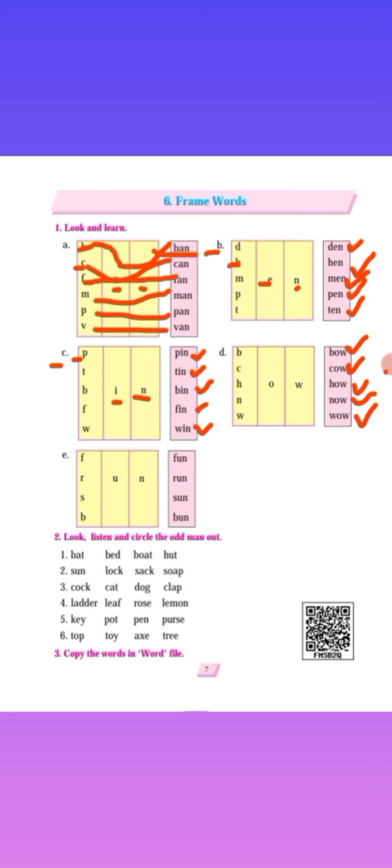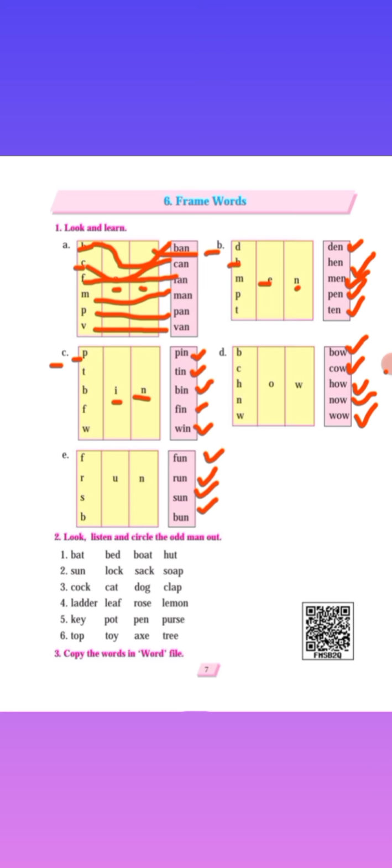Run, run. Fun, fun. Sun, sun. Bun, bun. Okay, the sound is sun, bun, fun, run. It's easy, है ना? So you have to write all these words in your notebook, and you have to make a video from it while reading.